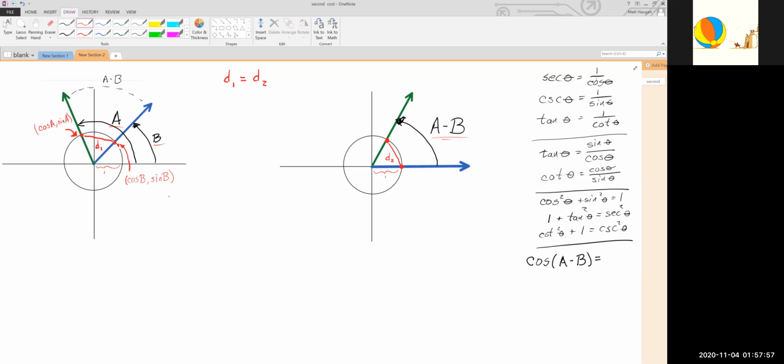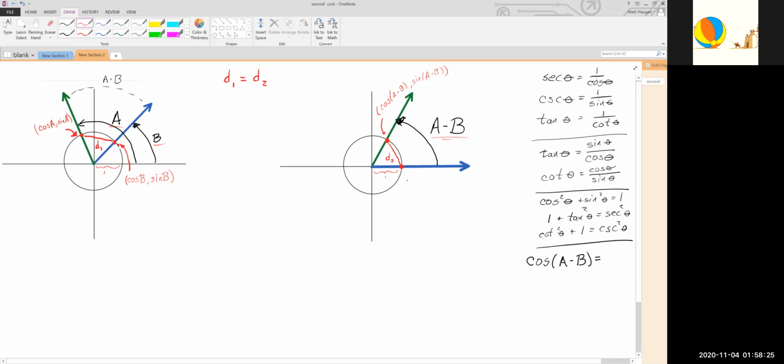Now that's why we had to rotate our angle A minus B on this other diagram into standard position, because that allows this point to instead have an x value of the cosine of that new angle A minus B, and its y value be the sine of A minus B.